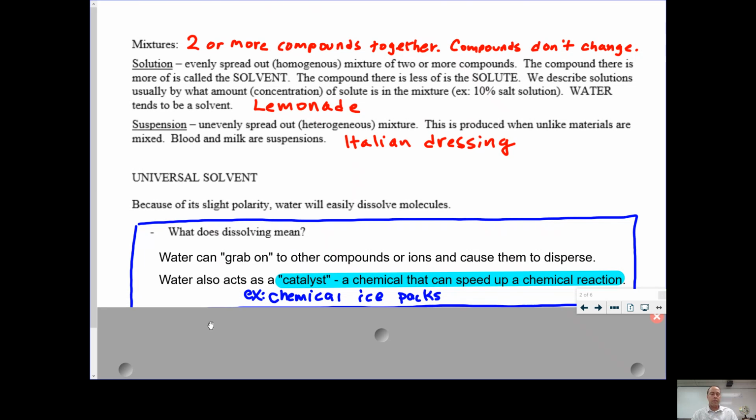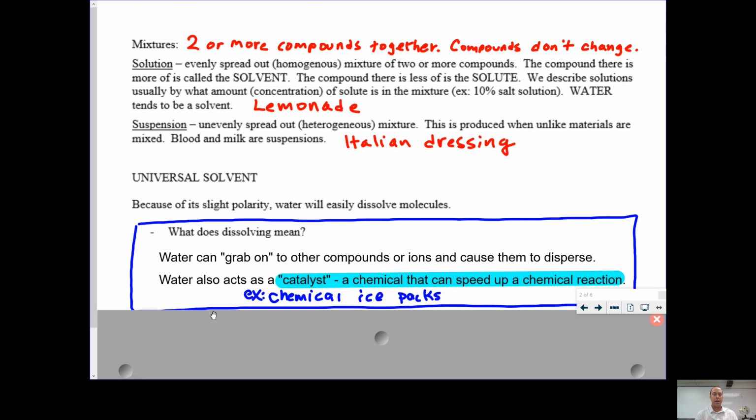One of the other things that water does is it can act as a catalyst, meaning chemical reactions won't take place until they're put into water. So you can take two materials and mix them up in a dry form and they won't interact. But as soon as you add water, it acts as a way to do that.